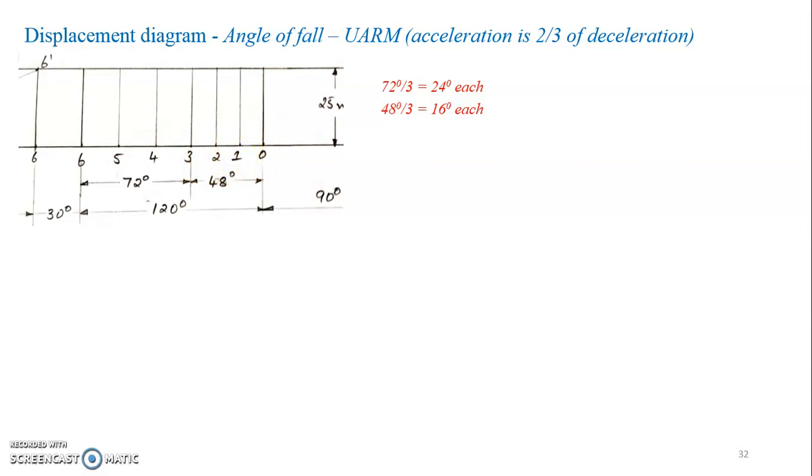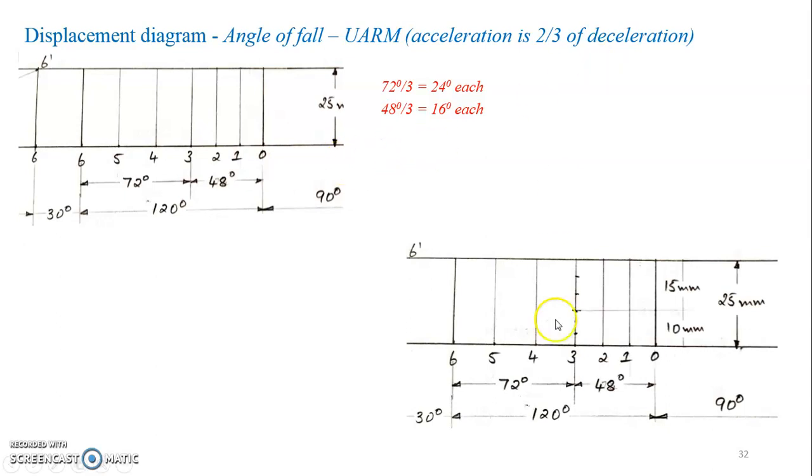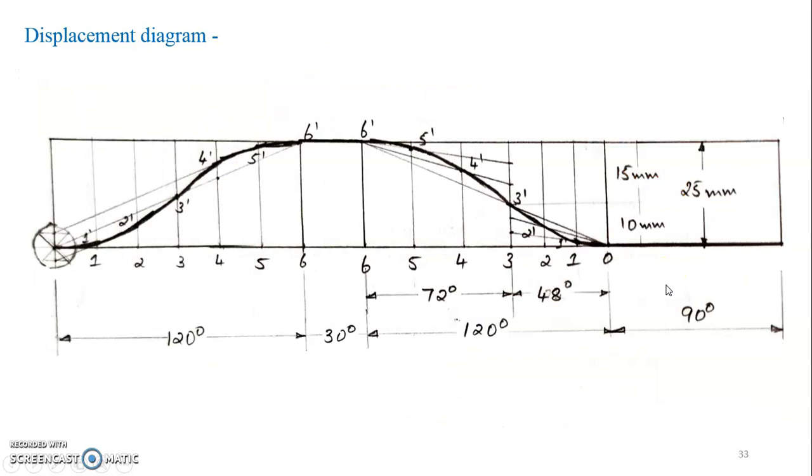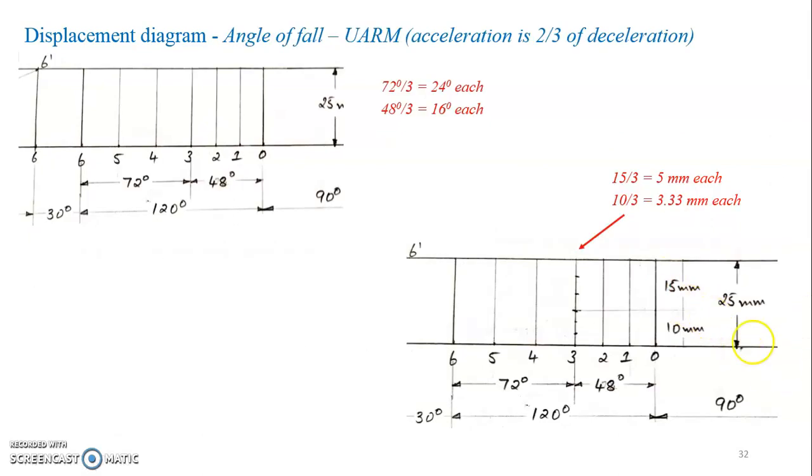Once you divide the angle portion, the same has to be divided on the vertical line 3 in the same fashion. The total length is 25. That 25 has to be divided by 5, because 2 plus 3 is equal to 5. So 25 by 5 gives me 5 mm. 5 mm into 3, so 15 goes to the acceleration part, and 5 into 2, 10 goes to the deceleration part. Similarly, this 15 has to be divided into 3 parts of 5 mm each, and this 10 mm has to be divided into 3 parts of 3.33 mm each.